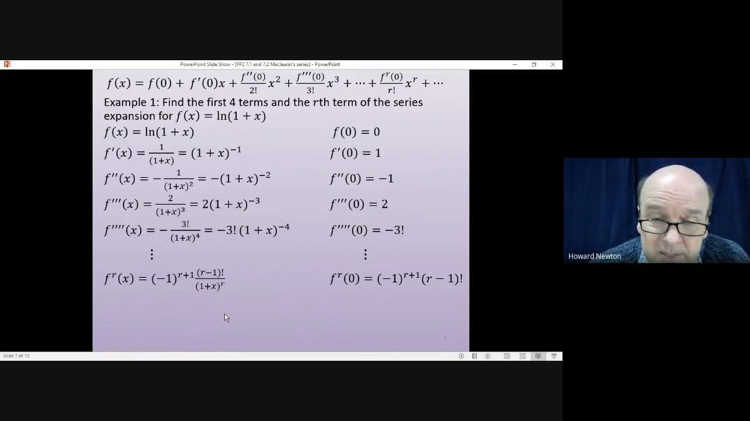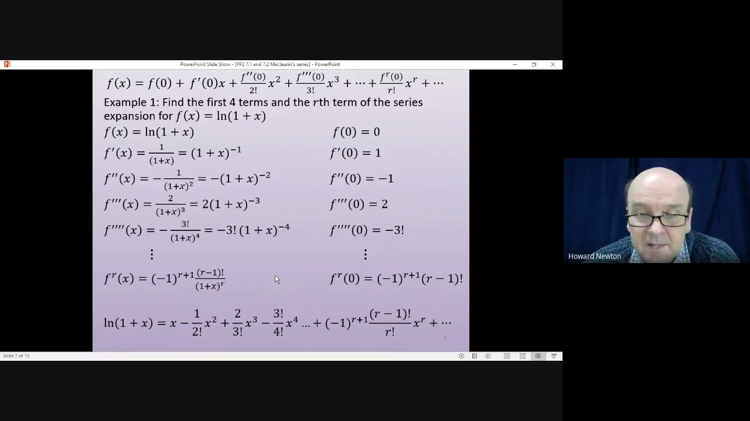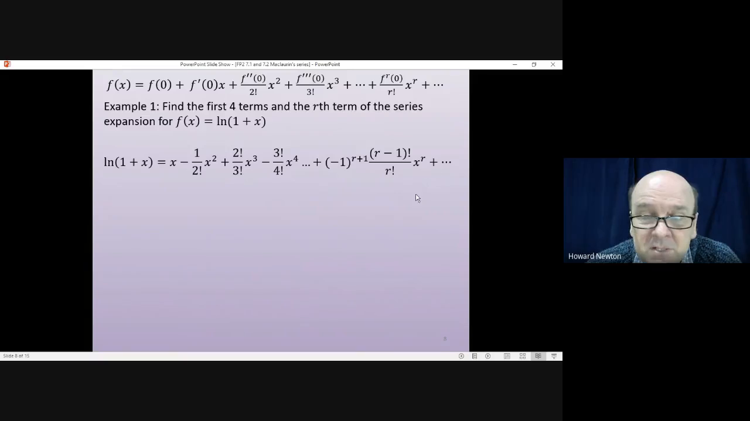In some more complex series, the power itself can be more complex, but you always have minus 1 to the power of something. And looking at the terms, on the top, we've got r minus 1 factorial. On the bottom, we've got 1 plus x to the power of r. And if I substitute x equals 0 into those, I'll get the rth differential at 0, which is minus 1 to the power of r plus 1 times r minus 1 factorial. And if I substitute all of those into Maclaurin series, then this is what I get. So that's what we've done so far.